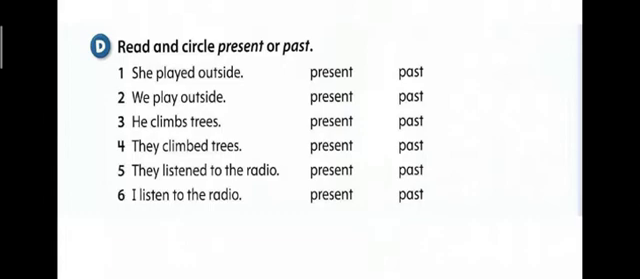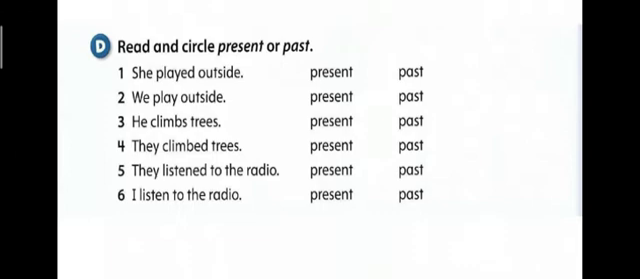Number two, we play outside. Present or past? Play. That's a regular verb without the ed, so that's present. It means that we play outside now, not in the past tense.